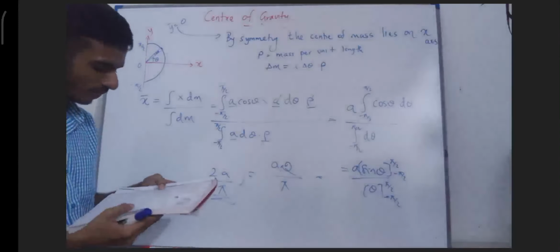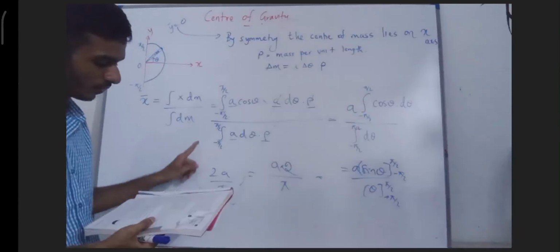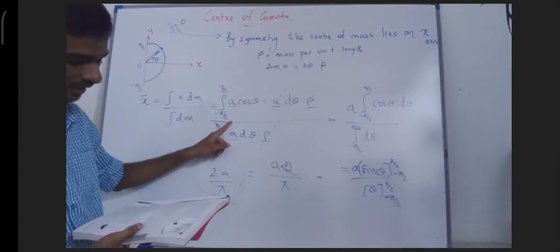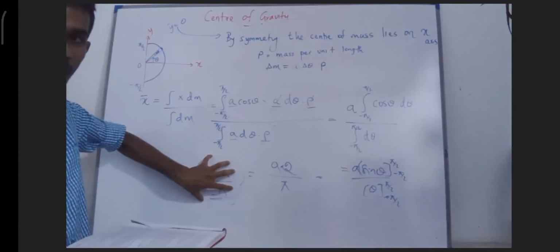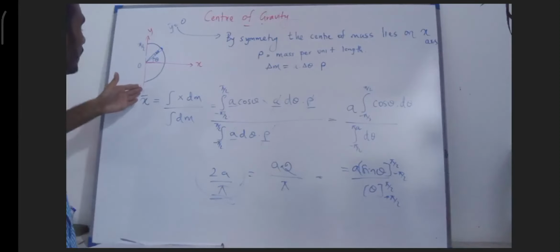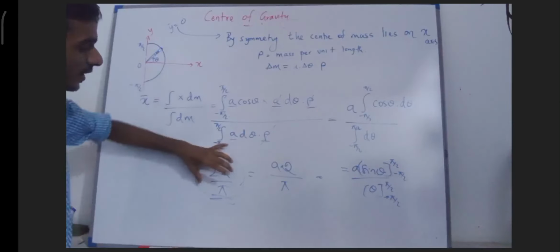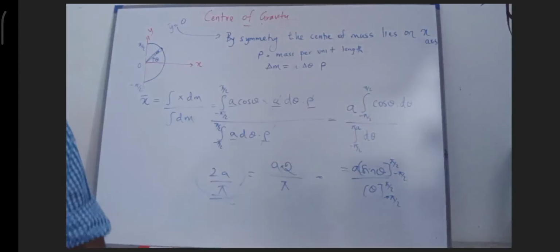So this is what they have asked in the question: show that the center of mass of a thin uniform semicircular wire of radius a is at this distance from the origin. So from the diameter of this semicircular wire, the center of mass lies at this distance. In the second part, I hope you have understood this one. So let me erase this.